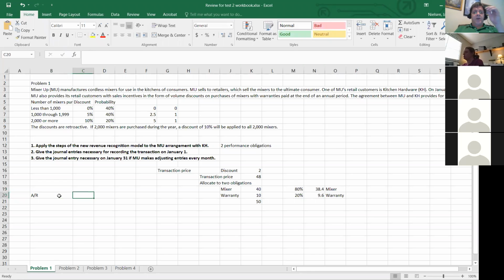And because it's early in the year and they haven't reached the 2,000, they're going to obviously pay the full price, right? So they're going to take $50 times 100. So we're going to debit accounts receivable 5,000.